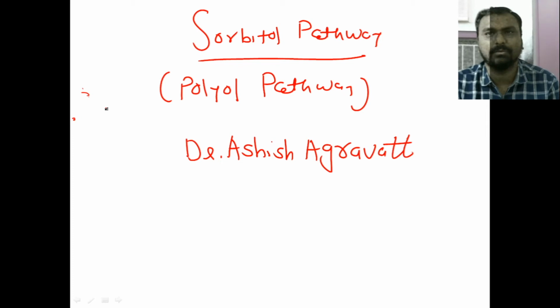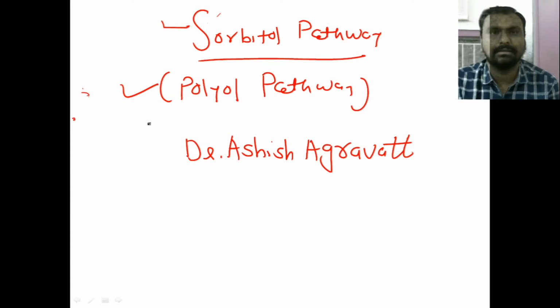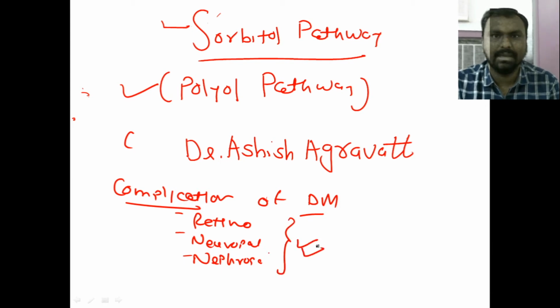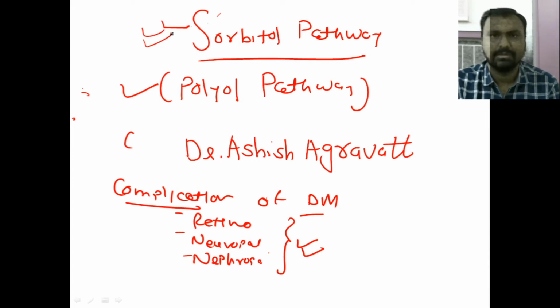Today I am going to discuss the sorbitol pathway. It is also called the polyol pathway. This pathway is important because it will help you understand the complications of diabetes mellitus, chronic complications like retinopathy, neuropathy, and nephropathy, diabetic nephropathy. All the mechanisms behind these you will understand from the sorbitol pathway. It is also asked in short questions, viva, or MCQs in competitive exams. So stay tuned and watch this video till the end.